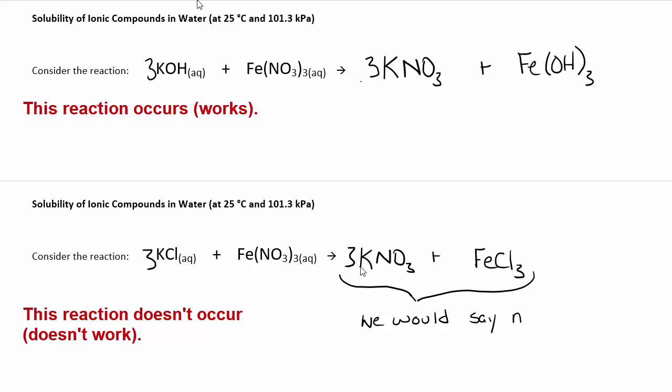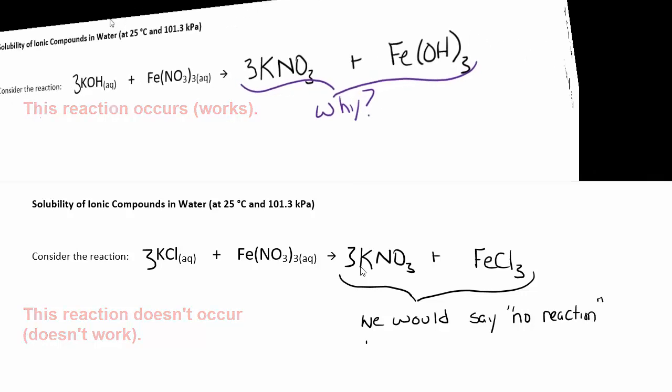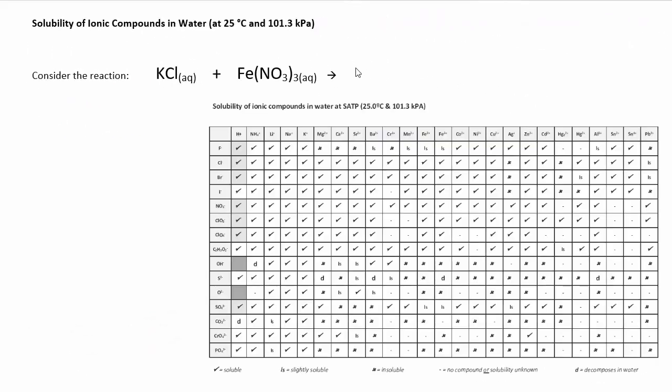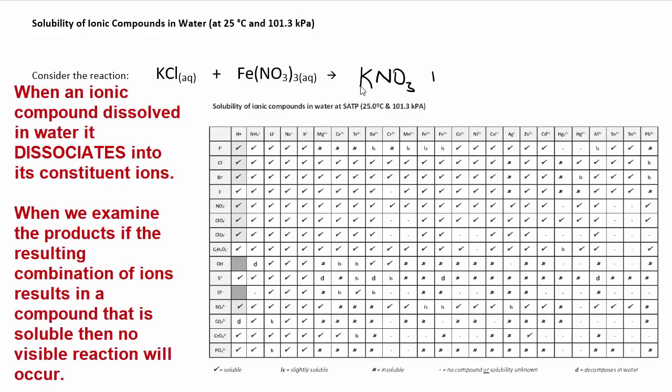The new wrinkle we're going to throw in is that we're going to say that the reaction on the top works and occurs and the reaction on the bottom doesn't. So now we're going to have a look at why that is. In order to do this, we're going to need to introduce a new tool for you, which is the solubility table shown here. When an ionic compound dissolves in water, we say it dissociates into its constituent ions.